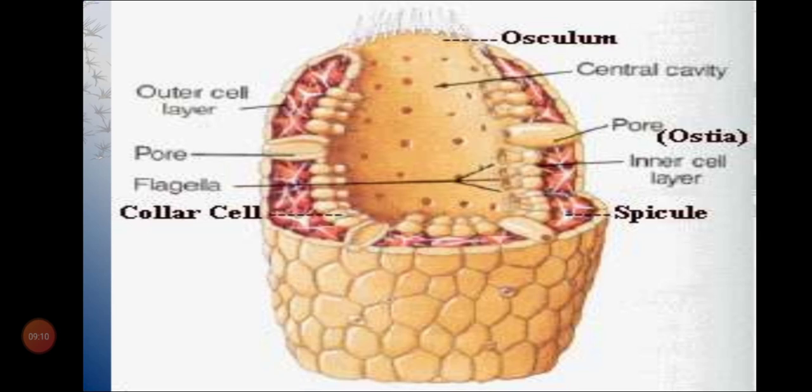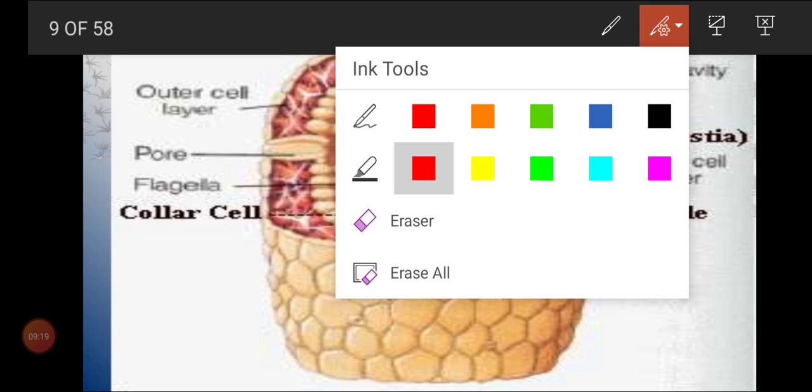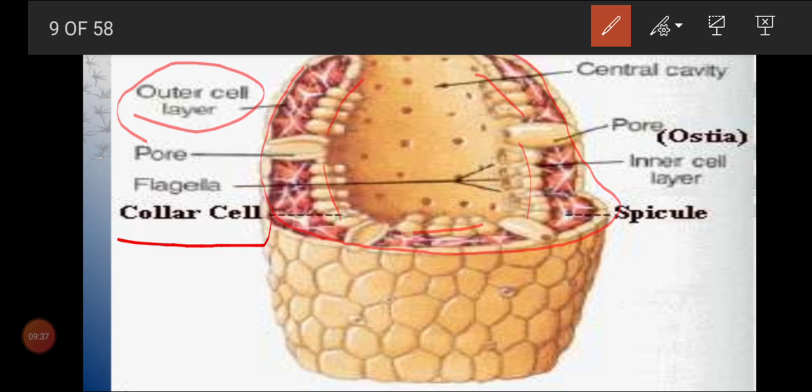Now you are thorough with four parts, no? Pore, ostia, spongiocele, osculum. Spongiocele is the only central cavity. Apart from that, you have some more interesting concepts. Now imagine this is the outer layer of the sponges. This is the outer cell layer, and inside we can also see a cell layer. What is the inner cell layer? The inner cell layer we call the collar cell.